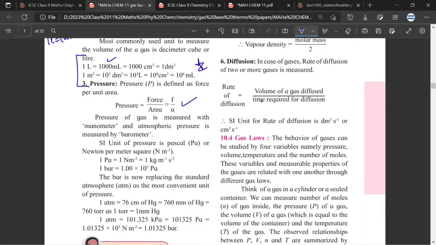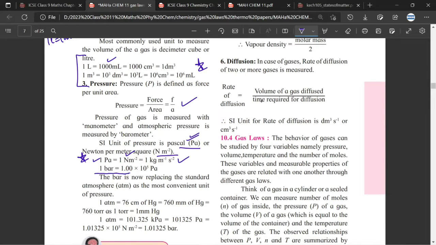So pressure, we understand, is force per unit area. So the SI unit is the Pascal. Newton per meter square is called Pascal. Are we clear? So 1 Pascal is equal to 1 Newton per meter square, which is equal to 1 kg per meter second square. Are we okay? This is a question which we did in dimensional analysis also, MLT.